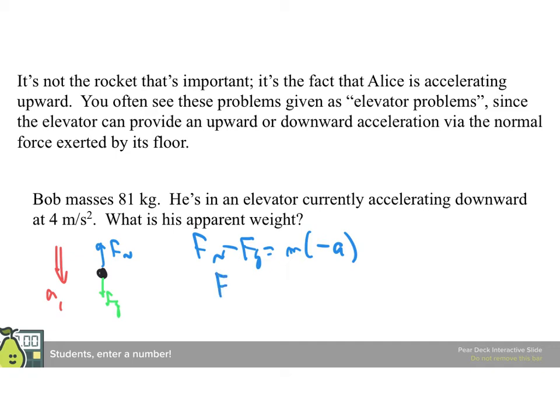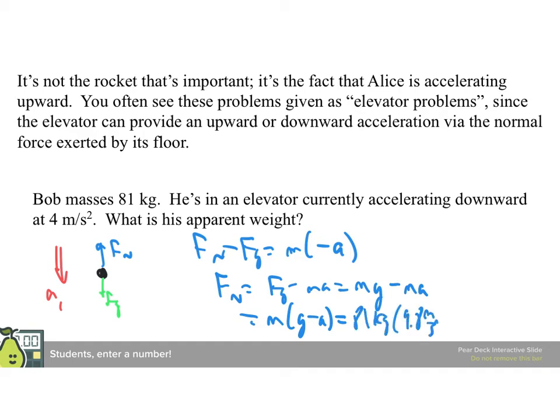If we rearrange this, we'll see Fn is Fg minus ma. And of course, Fg is just mg, so this is mg minus ma, which I might factor as m times (g minus a). And by throwing in numbers, we get 81 kilograms times (9.8 meters per second squared minus 4 meters per second squared), which turns out to be 470 newtons. Considerably less than his actual weight of almost 810.